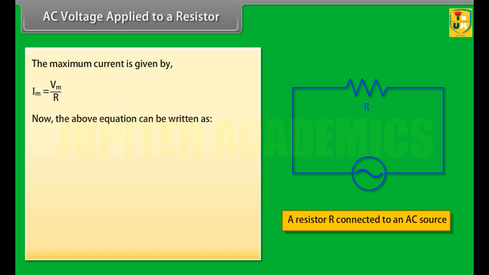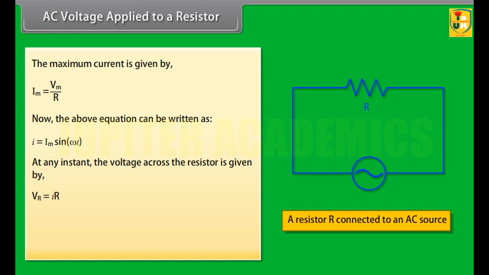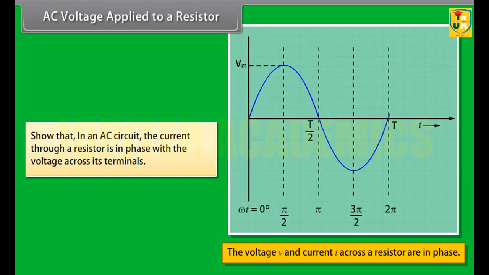Now, the above equation can be written as I = Im sin ωt. At any instant, the voltage across the resistor is given by VR = IR. By putting the value of I, we get VR = Vm sin ωt. The above equation shows that in an AC circuit, the current through a resistor is in phase with the voltage across its terminals.